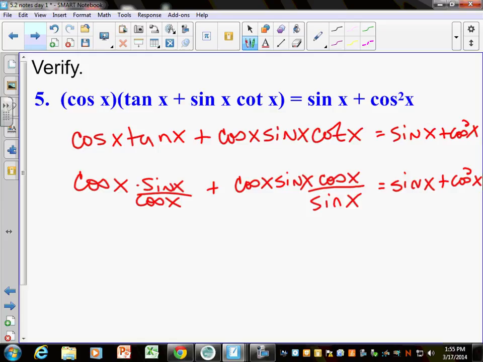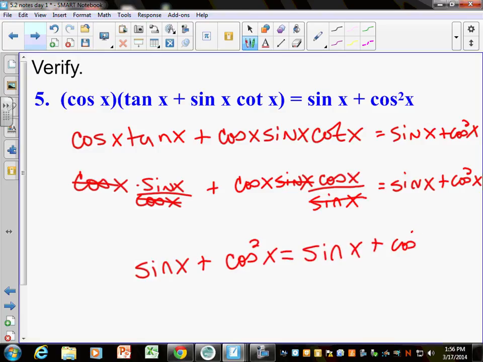Because if you skip this step and you just go straight to the answer, I would say, how do you know that that's what it equals? But showing this one step, I could say, look what happens. My cosines cancel, and I'm left with sine of x. And over here, my sine of x's cancel, and I'm left with cosine times cosine, which is cosine squared. And isn't that what I want to get? Again, not terribly long, but you got to show me something that shows me how you know that that's true.